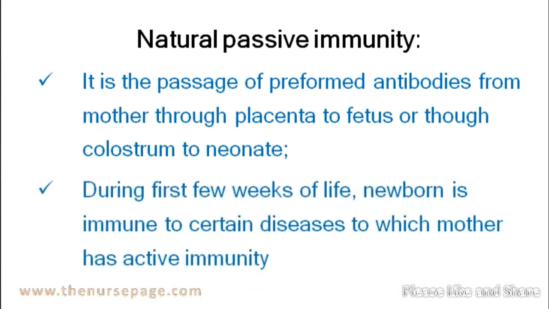Second point is, during the first few weeks of life, the newborn is immune to certain diseases to which the mother has active immunity. That is carried out by IgG antibodies. That is the only antibody that crosses the placenta, and the infant will get immunoglobulin A from breast milk. These two immunoglobulins are responsible for the immunity of the infant at early stages.